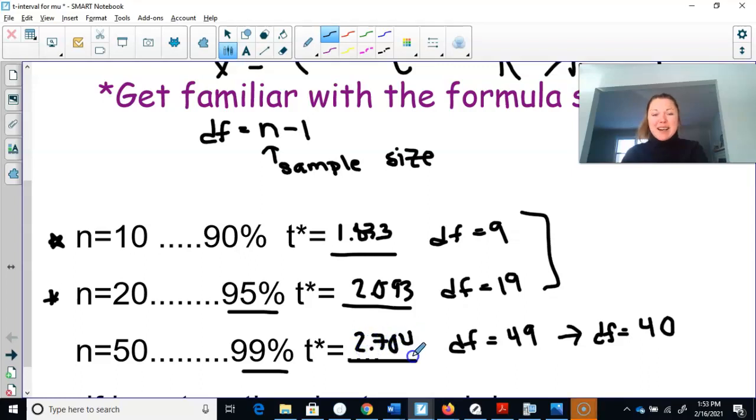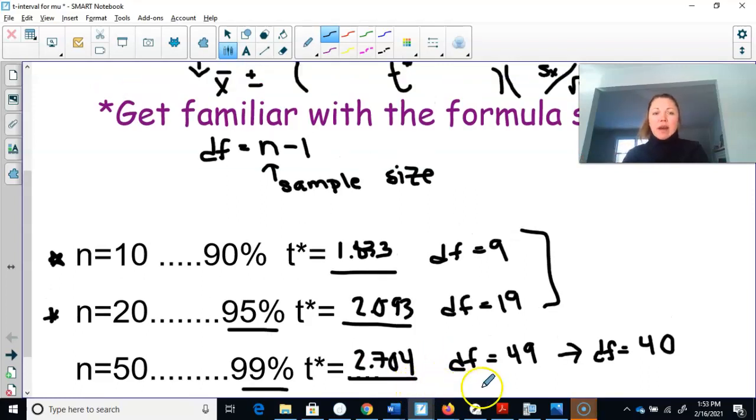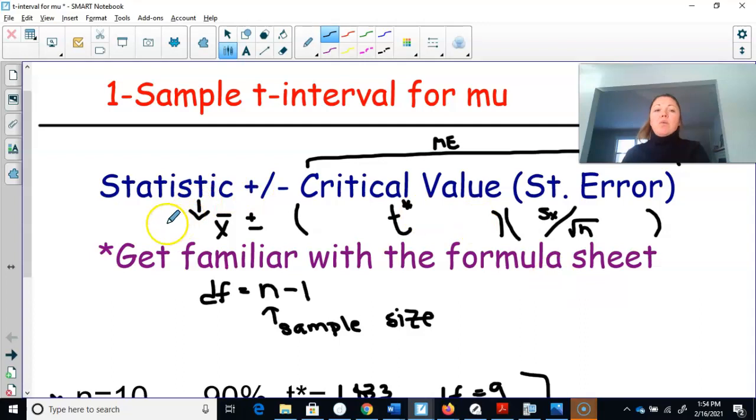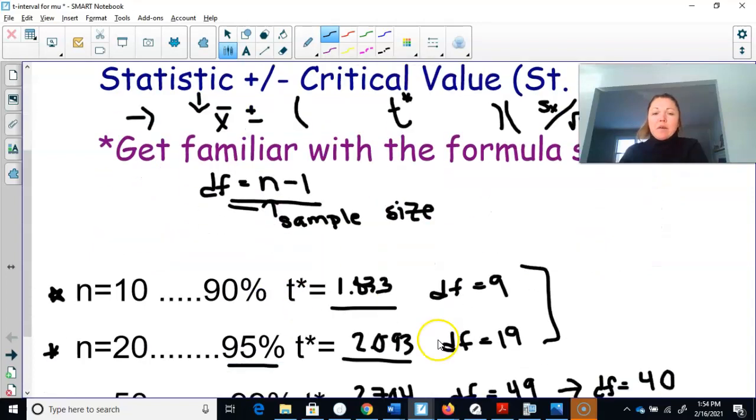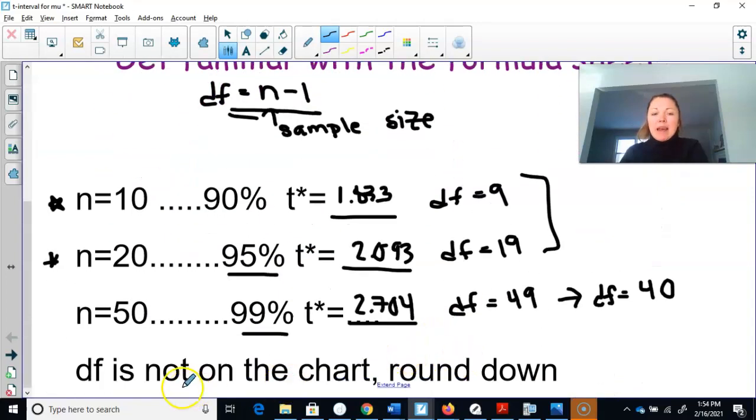Okay, so what should we have gotten from this page of notes, you guys? We should know what our formula is for our confidence interval. It is our x bar plus or minus our margin of error, which is right here. We should know how to find that T star. If our degrees of freedom is not on the chart, we need to round down.